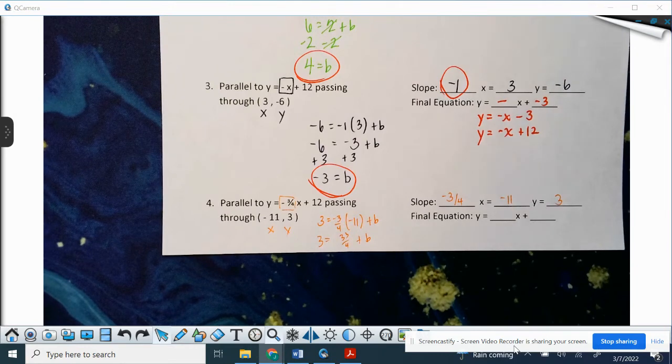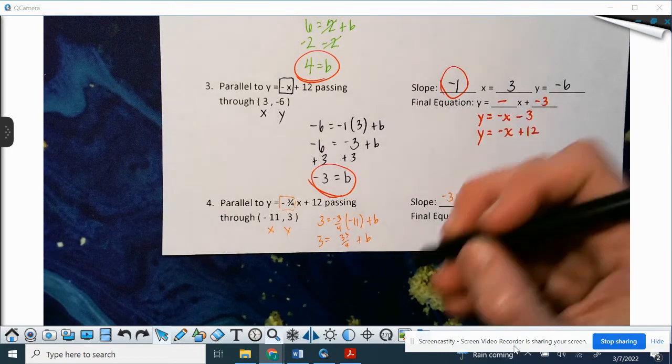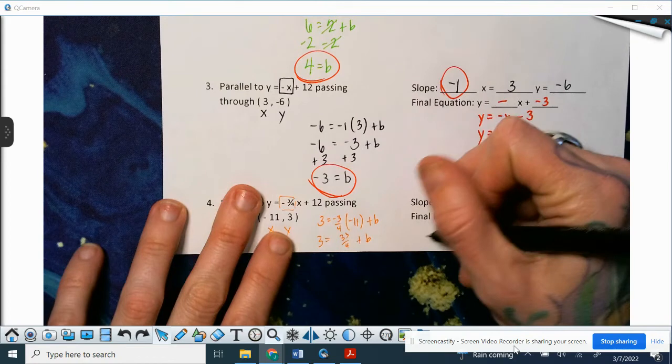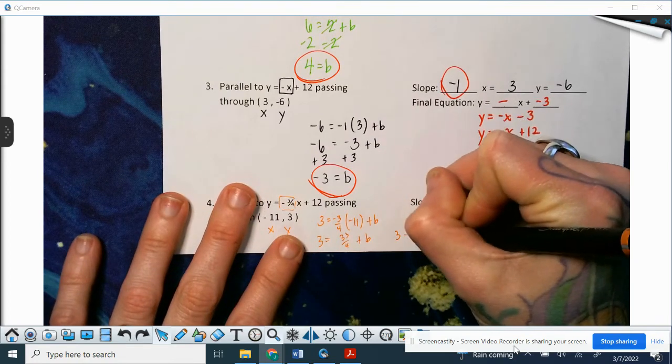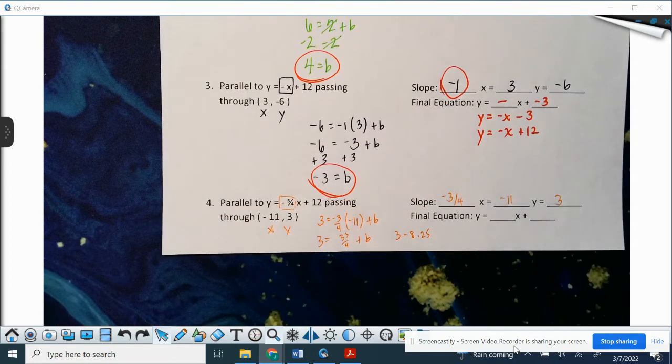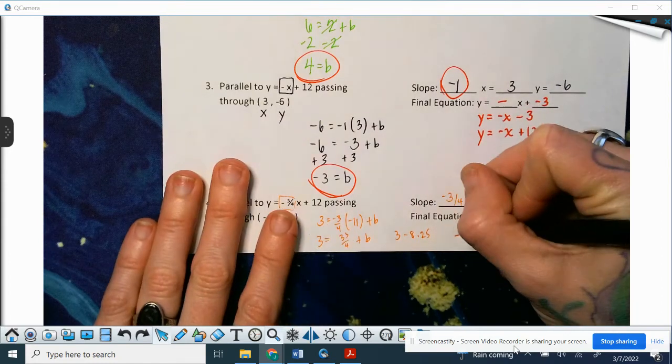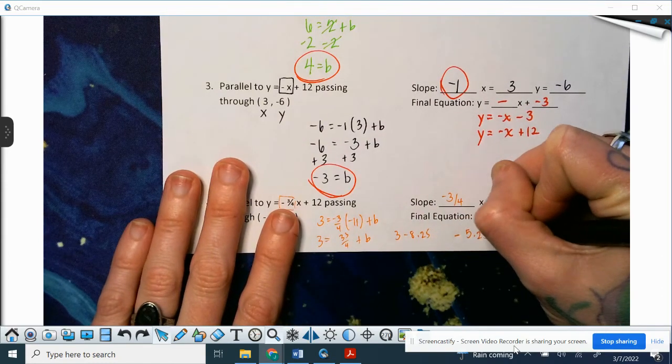Because we are solving for b, I'm going to turn that 33 divided by 4 into a decimal, and that's 8.25. And I'm going to move it over, which means I'm going to subtract it. So it's going to be 3 minus 8.25, which will give me a negative 5.25 equals b.